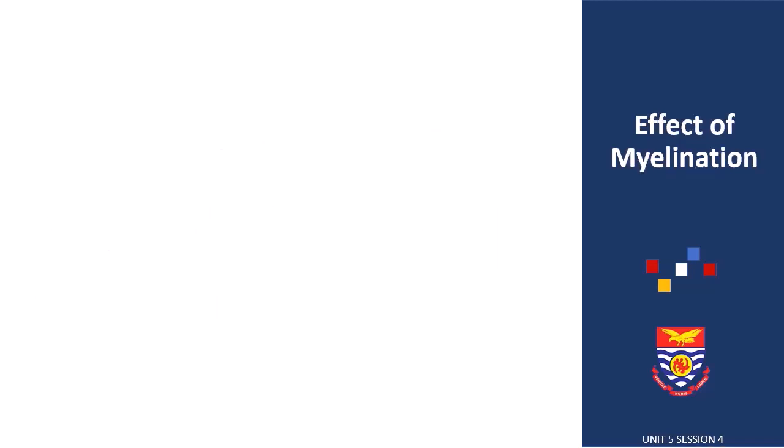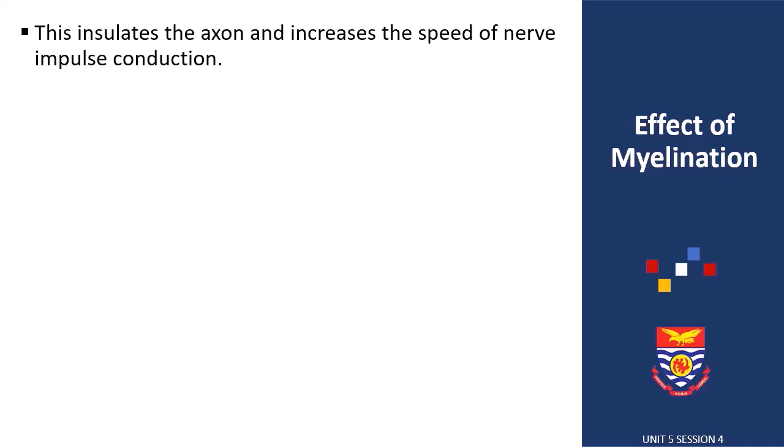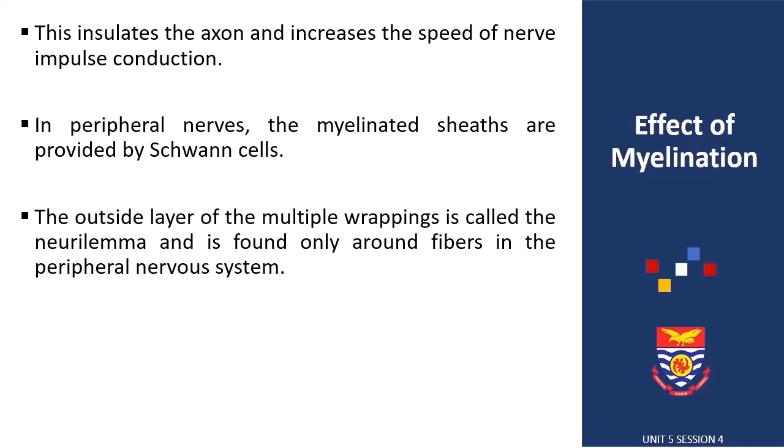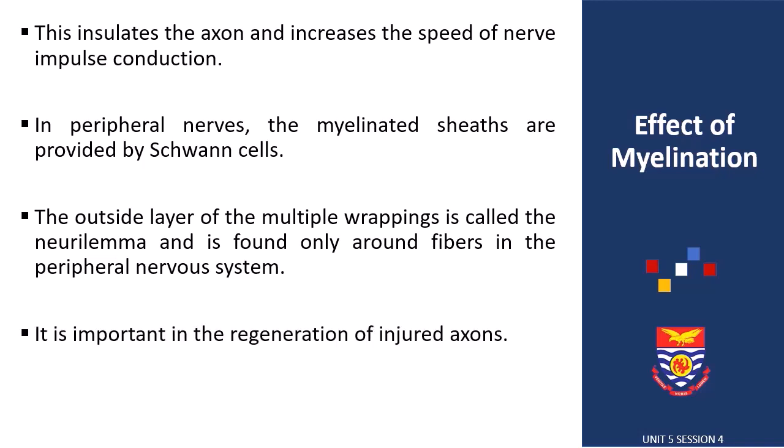We've also studied that many axons are surrounded by a multi-layered white phospholipid covering called the myelin sheath. Now let's have a look at the effect of myelination on axons. The myelin sheath functions to insulate the axon and also increase the speed of nerve impulse conduction. So in the peripheral nerves, these myelin sheaths are provided by Schwann cells. And in the peripheral nervous system, the outer layer of the multiple wrappings is referred to as neurilemma, and it is important in regeneration of injured axons.